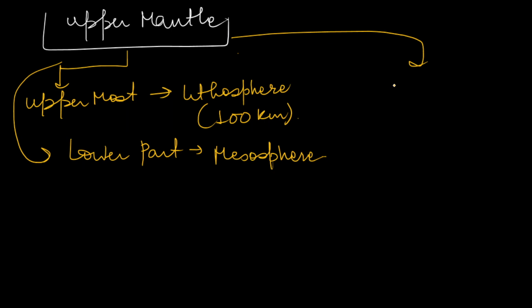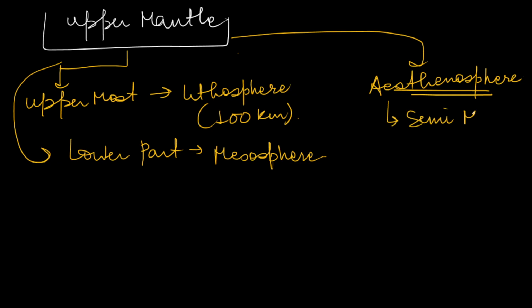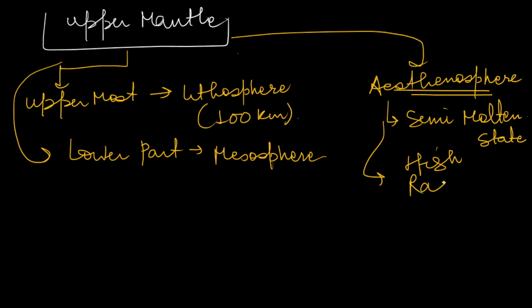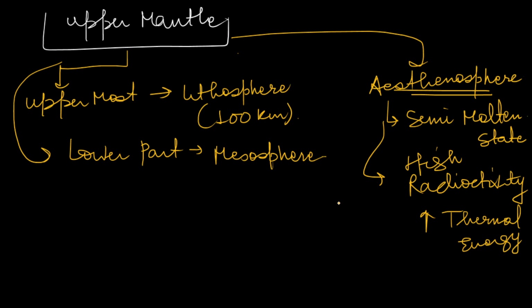Now another important layer of the upper mantle is the asthenosphere. So what is this asthenosphere? It is in a semi-molten state. There is high radioactivity in this layer, high thermal energy. Here there is a reduction of overlying pressure.